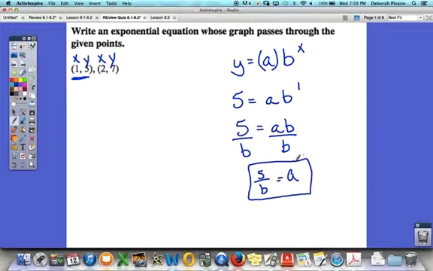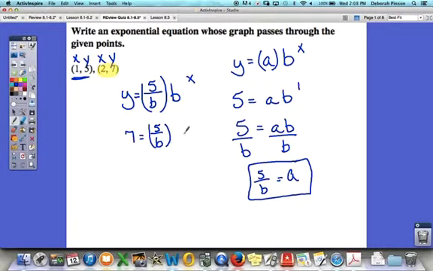Now I'm going to put a box around that so I remember it, and I'm going to plug it into my equation. So in for that a right there, I'm going to plug in 5 over b. And then I've got the b to the x. Now that's great. I'm going to do the same thing with the 2, 7. So plug in the y, plug in the x. Now this is like b squared over b to the first. I'm going to reduce my b. So it's like 2 minus 1 is 1. So I have 5b equals 7, or b is 7 over 5. Okay, now that's good. I know my b.